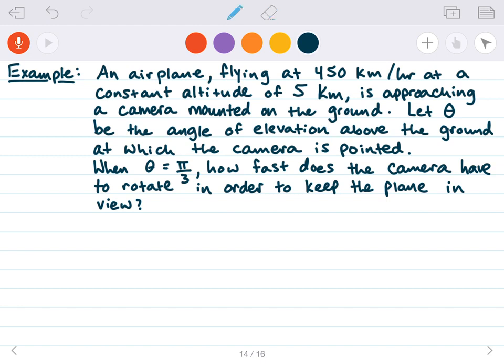So let's go ahead and draw a quick picture of what we were just told. So we have this plane, and it's flying at a constant altitude. The altitude that it's flying at is 5 kilometers. So that means that's going to be the height throughout its flight, 5 kilometers. And since that is a vertical part, I'm just going to call this y. So that's going to be y. And we have this camera on the ground. Let's say it's this part right here. This camera.